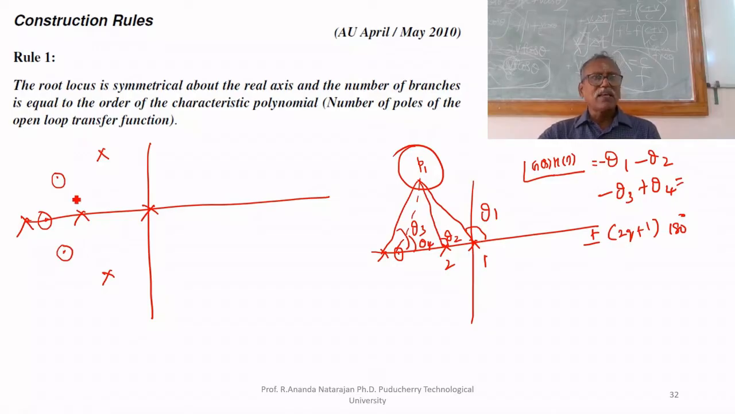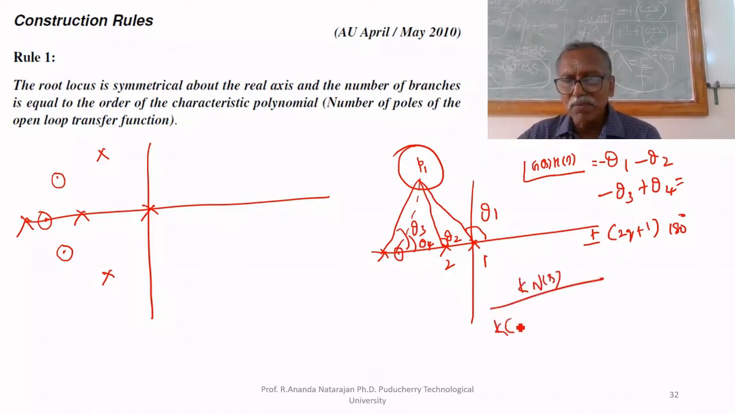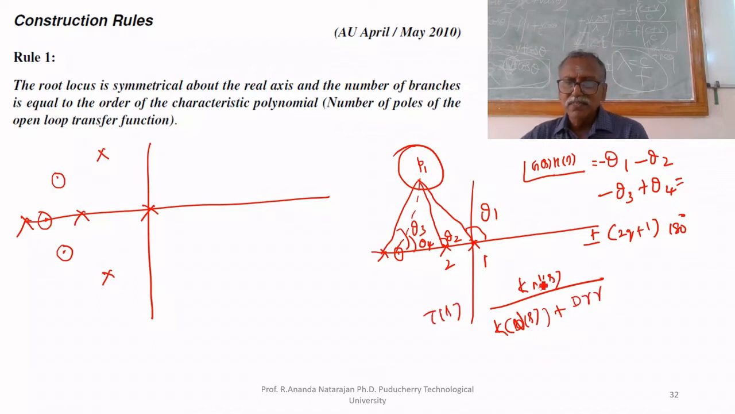If you see, when k equal to 0, only open loop poles are there. Already we know that K N of s upon K multiplied by numerator of s plus denominator of s is the closed loop transfer function T of s. If you put k equal to 0, only the denominator of s remains. That is the open loop transfer function. When k equal to 0, the closed loop transfer function becomes the open loop transfer function. Therefore, the poles and zeros are for open loop only.